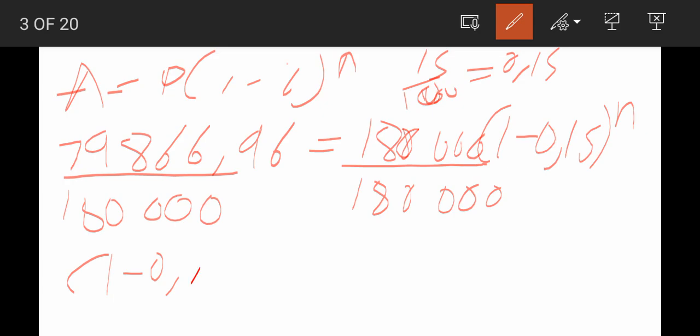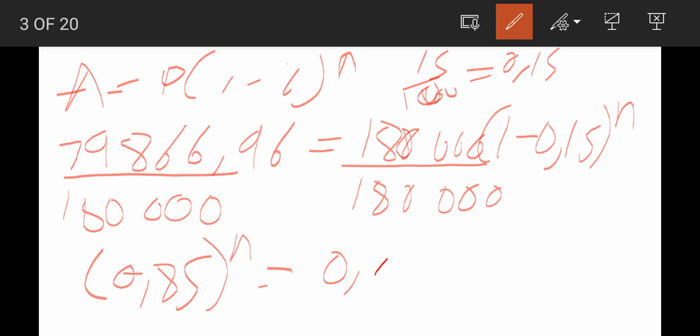Now, if you put that in your calculator, you have this 1 minus 0.15. So, okay, let's just calculate what's inside here. So say 1 minus 0.15, it should give you 0.85, then to the power of n equal to, put that in your calculator, it should give you something like 0.443, and a lot of numbers there.